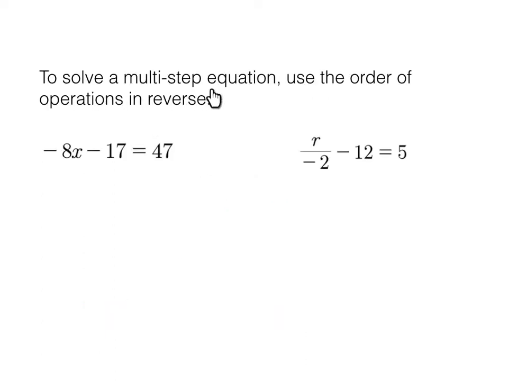To solve a multi-step equation, we're going to use the order of operations in reverse. Think PEMDAS. Parentheses, exponents, multiplication and division from left to right as they come, addition and subtraction from left to right as they come. Now you're not going to think about the entirety of order of operations in reverse. You're thinking about these two parts. You're going to undo additions and subtractions as they come, and then undo multiplications and divisions.